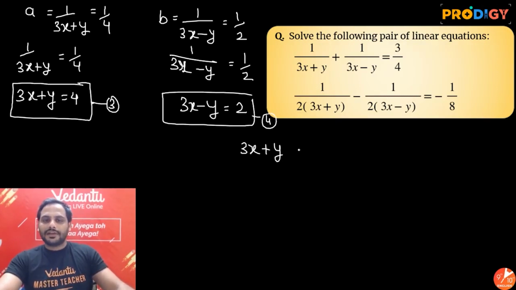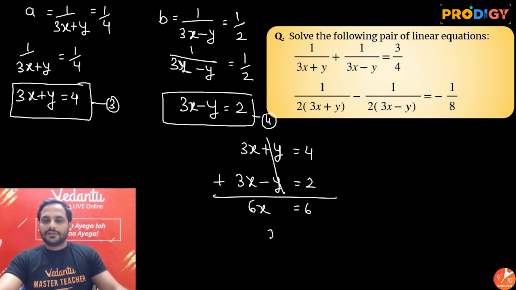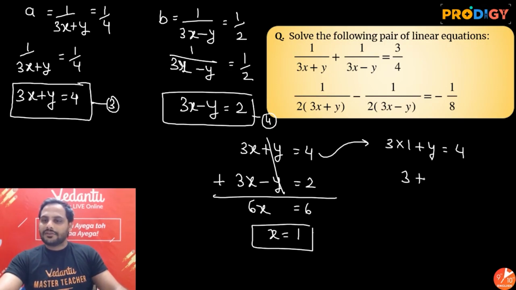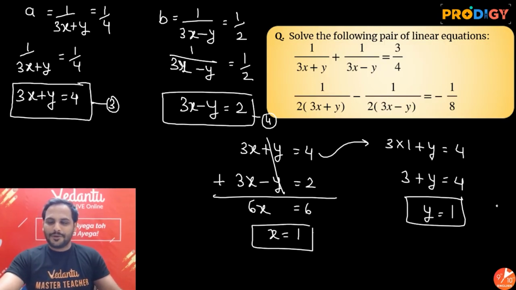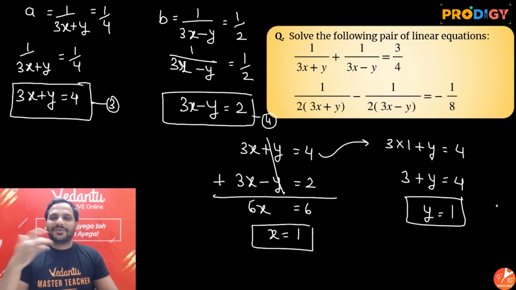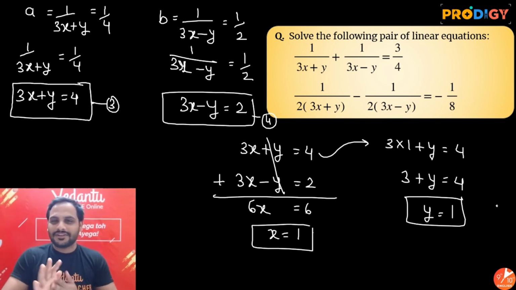So 3x plus y equal to 4, 3x minus y equal to 2, add both, y got cancelled, 6x is equal to 6, x is equal to 1. Put x equal to 1 in any of the equations. So 3 into 1 plus y is equal to 4. So 3 plus y is equal to 4, y is equal to 1. Yeah, this solution is very common today. Many questions with x equal to 1, y equal to 1 keep on coming, right? So this is how this question will be solved.